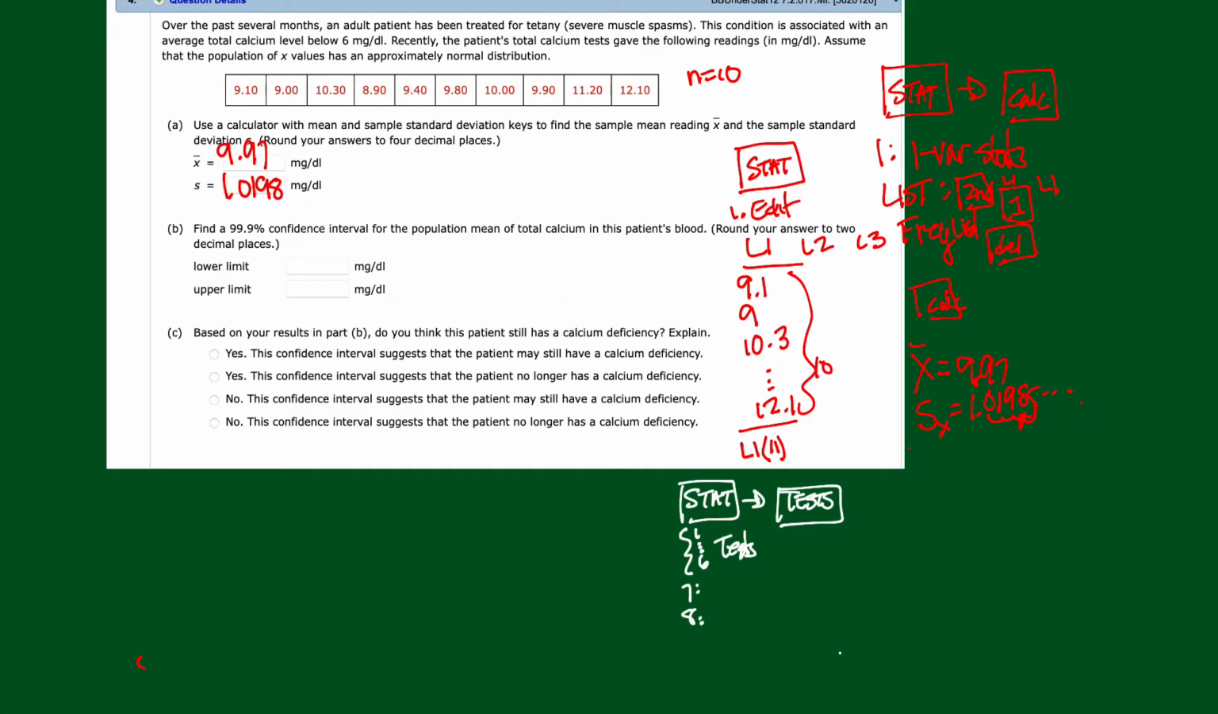Now we need to decide what we're going to use here. 7 is a Z interval. 8 is a T interval. So we're going to use Z or T. Well, look what we have. We have a sample of only size 10, and as I read this, I don't see that we're given a standard deviation. So we have an unknown standard deviation and a small sample. So I think we're going to use the T distribution. All right, so select number 8.